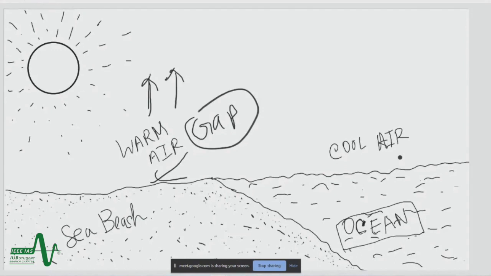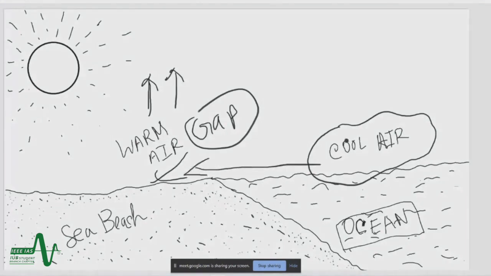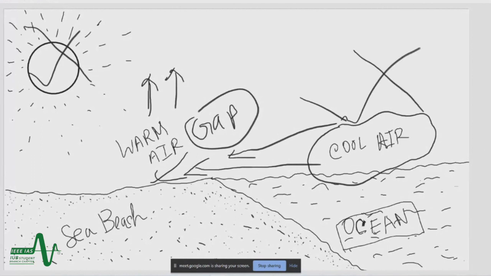It's cool air, and it is much denser. The density is much higher, so it will fill these gaps with the cool air. In this way, I just want to illustrate that the air is circulating through the whole world. If the sun is there, the air circulation will happen. If the sun is not there, the air circulation will not be possible.